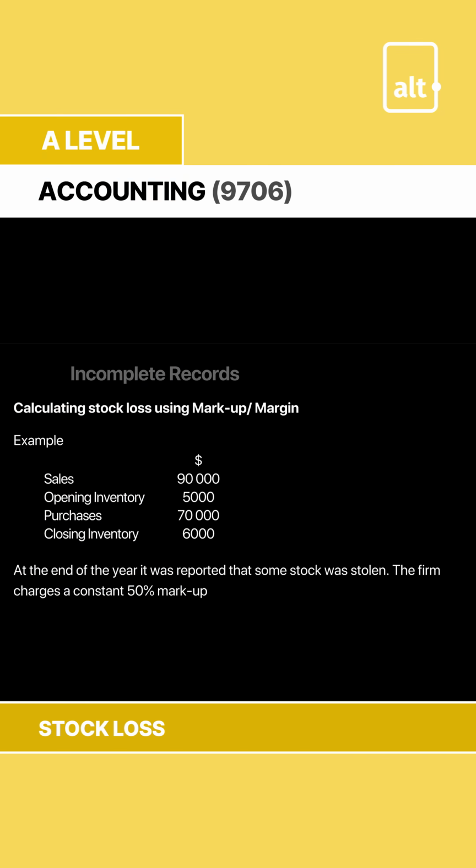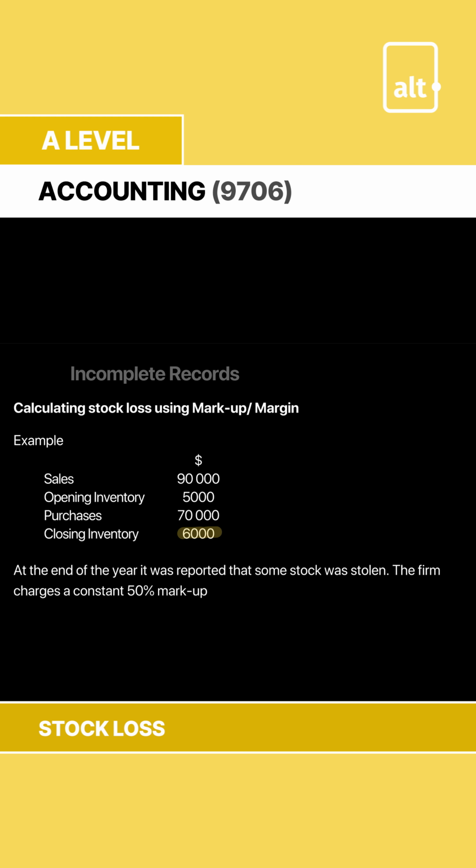Our job over here is to calculate the amount of stock loss that should come using markup or margins. So I've given you an example. You can see a firm, let's say the sales is 90,000, your opening inventory count is 5,000, purchases were 70,000, and closing inventory that you physically counted was 6,000. So let me mark this. This is the figure that is currently available.